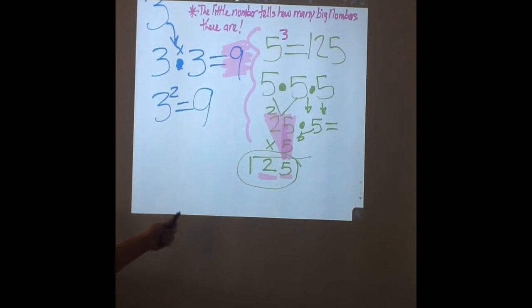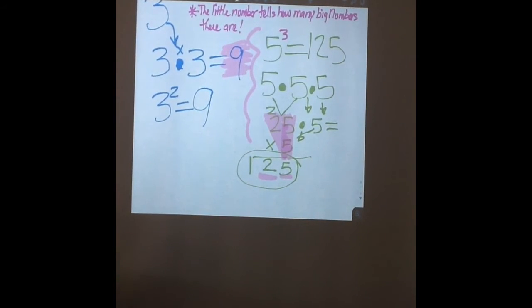Two small numbers make a pretty big number, doesn't it? Isn't that incredible? That's what they call exponential. That's exponential. Get it? Exponents. It's multiplying. So let's recap again. What does the little number mean? Everybody, the little number tells how many big numbers there are.